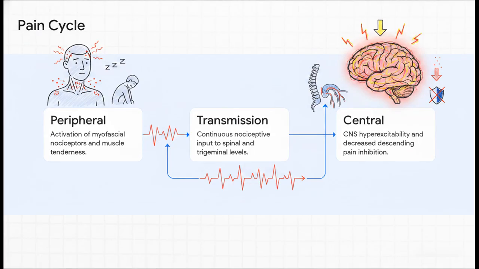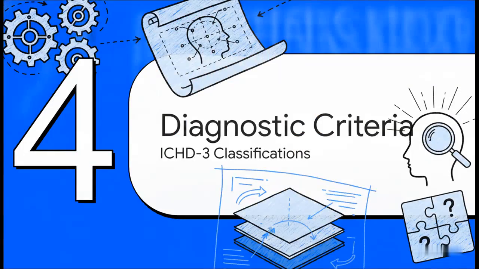Step 2, this creates a continuous stream of nociceptive input traveling from those peripheral structures straight to the spinal and trigeminal levels. And then, step 3, this persistent bombardment actually rewires the central nervous system. It creates hyperexcitability and decreases the brain's natural descending pain inhibition. Basically, a localized peripheral problem transforms entirely into a central neurological issue. Which brings us to section 4.